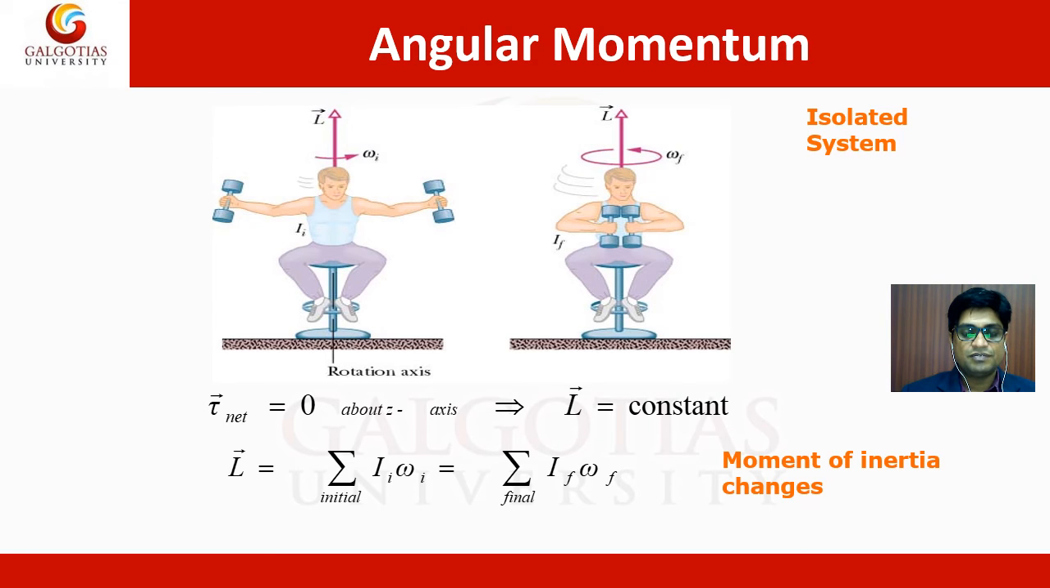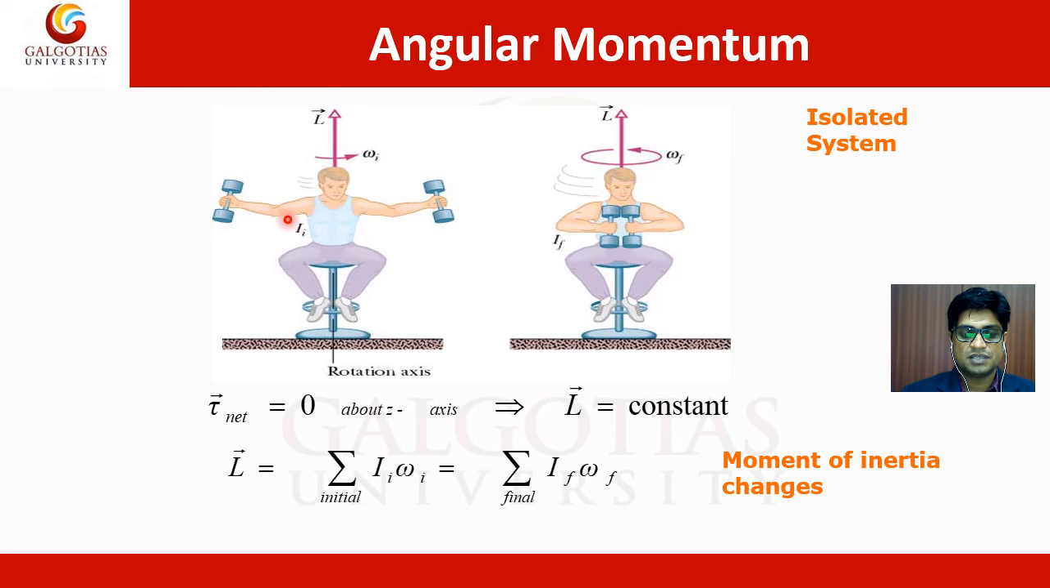The example of conservation of angular momentum can be seen here. If a person is sitting with a dumbbell in this way and he opens his hands, then the rotational tendency will be less. Why? Because L equals I into omega, which is a constant quantity.